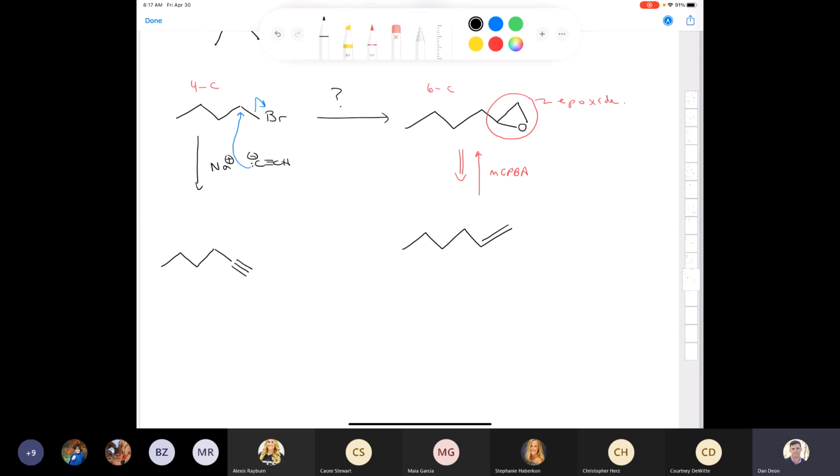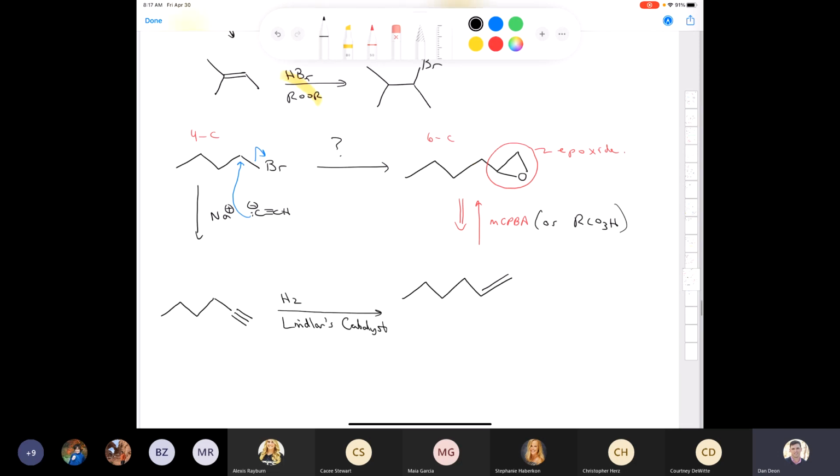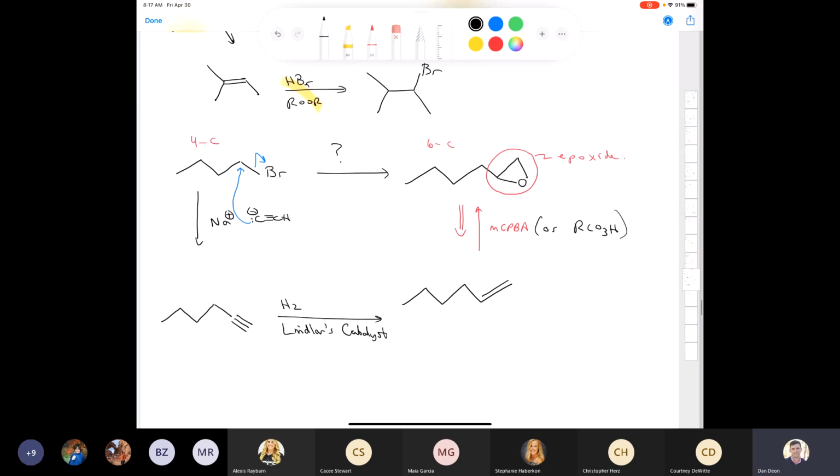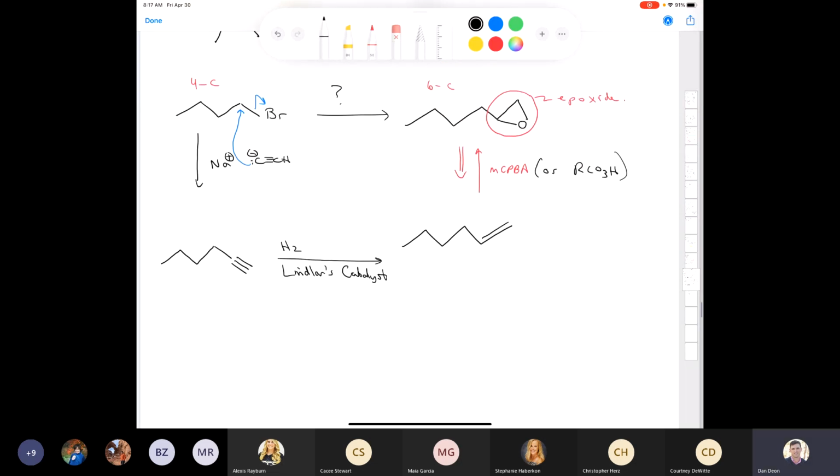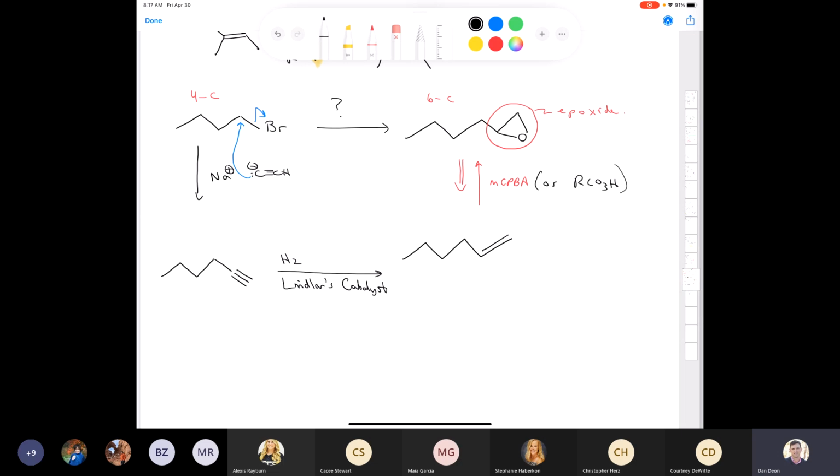And now all we have to do is reduce the alkyne to an alkene. For that, we would use hydrogen and Lindlar's catalyst. And then in the last step, we're going to treat it with MCPBA, or you could put RCO3H. Either one is going to work to make that epoxide. So this is a perfect example of why an understanding of mechanisms would be crucial to solving this problem, right?